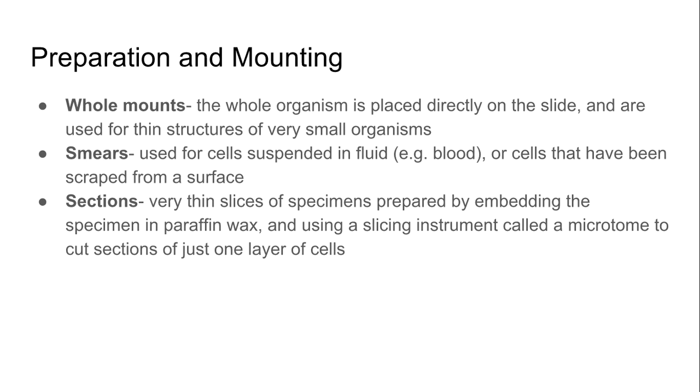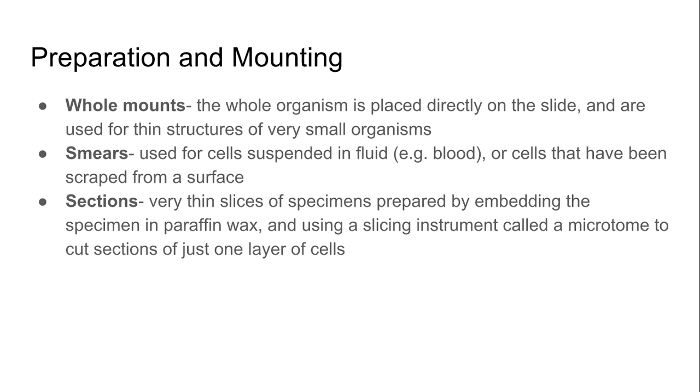When we're looking at cells underneath the microscope, there are a range of steps that need to go into the preparation and the mounting of these cell specimens for us to view. So we can talk about whole mounts, which is when the whole organism is placed directly onto the slide, but this is only possible for very small organisms. We can use smears, which are usually for cells that are suspended in a fluid, such as blood, or cells that have been scraped from the surface of an organism.